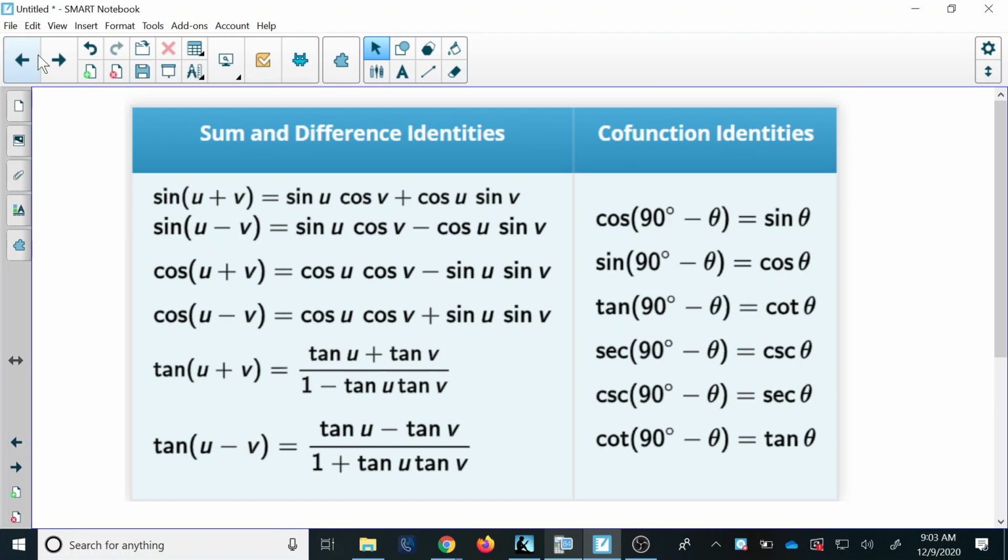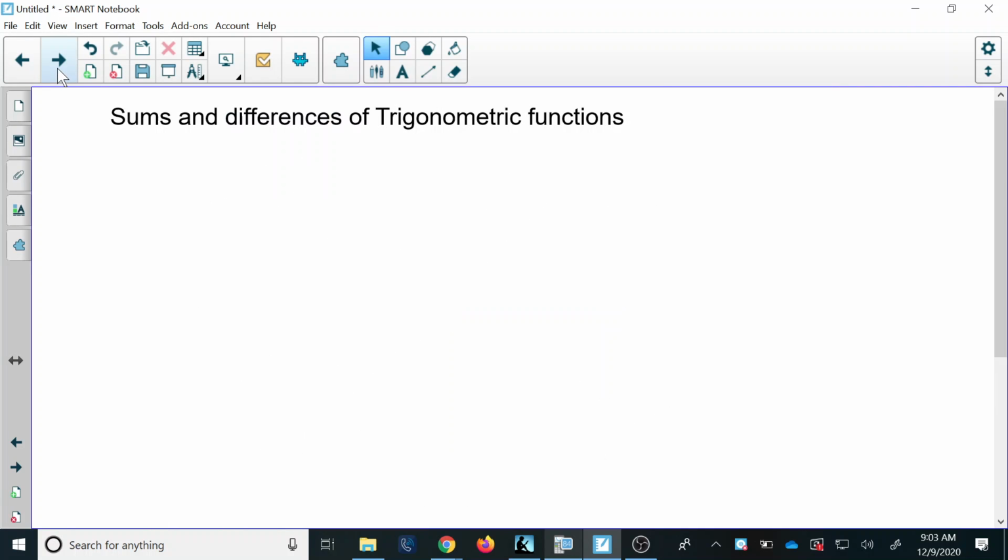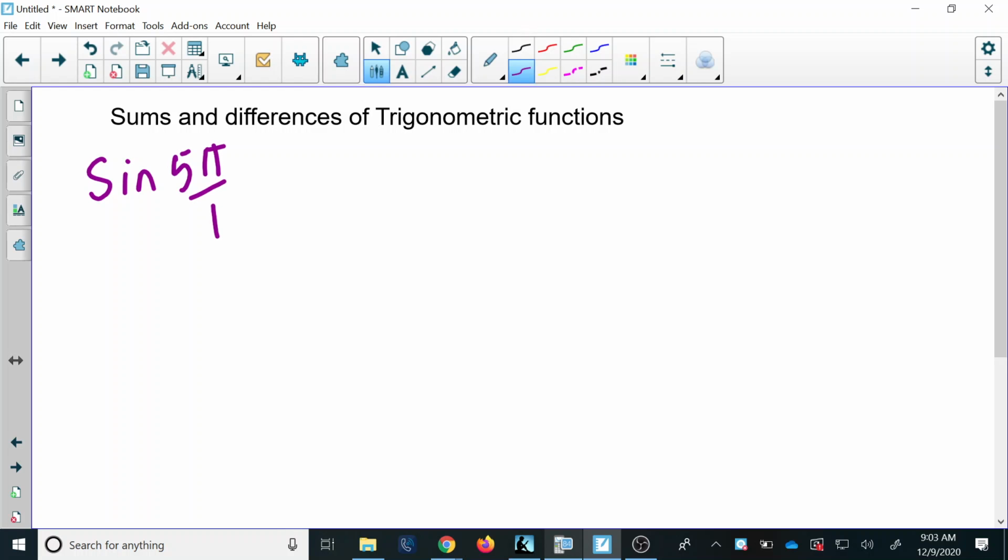Okay, let's do a problem. The first one I want to start with: find the value of sine 5 pi over 12. We are not going to use the calculator. We are going to use the sum or difference of a trigonometric function, and also use the table values, and then come up with the value.